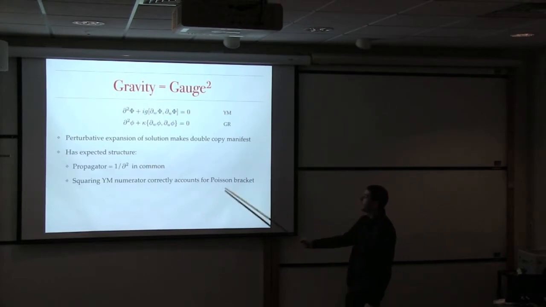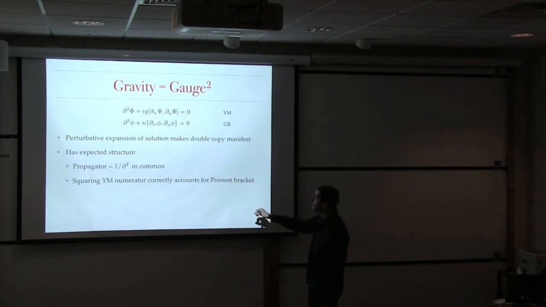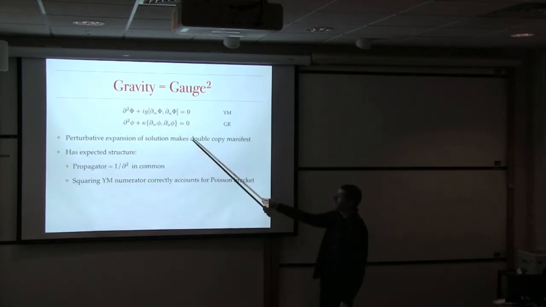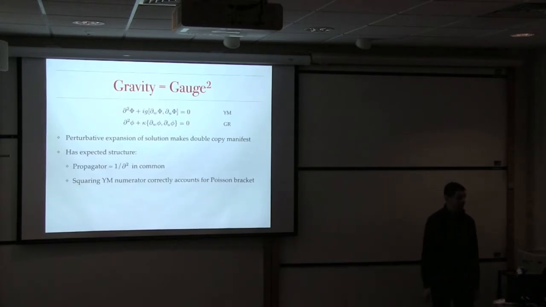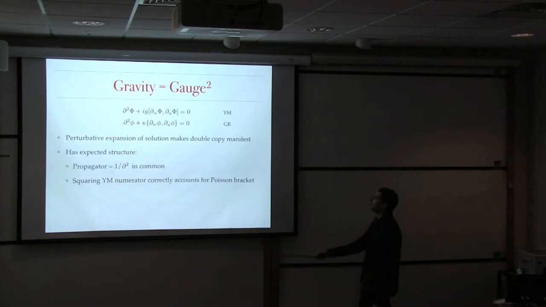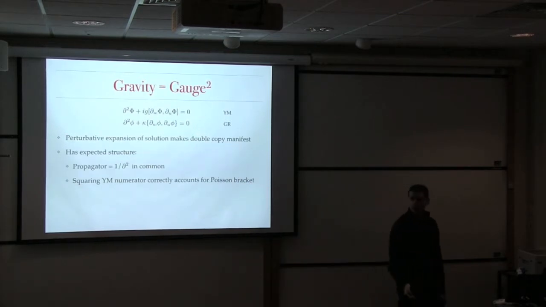One thing that's less evident, but nevertheless true, is that squaring the Yang-Mills numerator correctly takes into account the Poisson bracket structure in the gravitational case. So it's not so evident here, but if you do the Fourier transform into momentum space, that aspect becomes pretty clear.